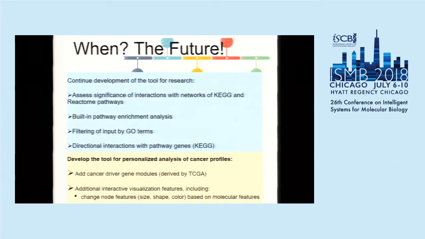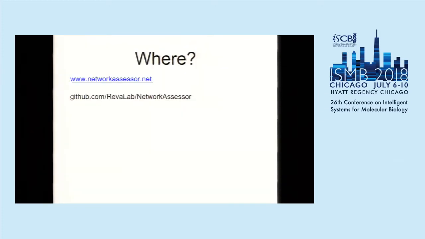We'd like to develop the tool for personalized analysis of cancer profiles by adding cancer driver gene modules derived by TCGA, and adding interactive visualization features, including changing node features such as the size, shape, and color based on molecular features. Where can you find this? It's at networkassessor.net. It's totally open source, github.com/revoslab/networkassessor. We're in the process of releasing a RESTful API so that you can access this analysis programmatically.